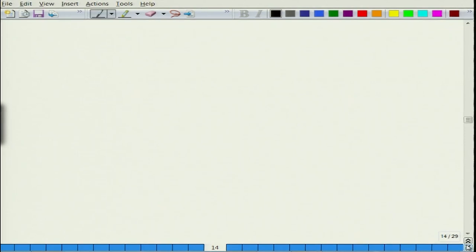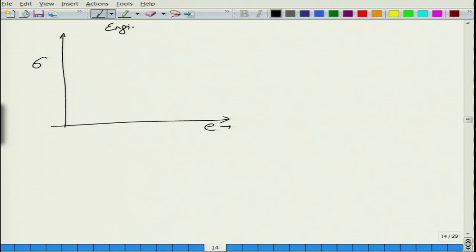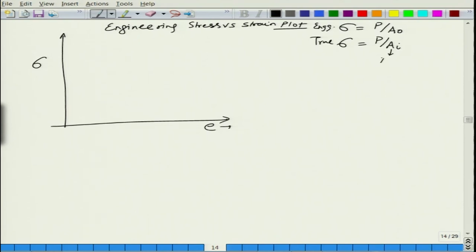So, for example, if you make a plot of elastic strain of, let us say, a crystalline solid, sigma versus epsilon. So, this is basically an engineering stress versus strain plot. We have seen what engineering strain is, and if you recall, engineering stress is P divided by A naught, and true stress is P divided by A_i, where this is instantaneous area. So, this is the difference.